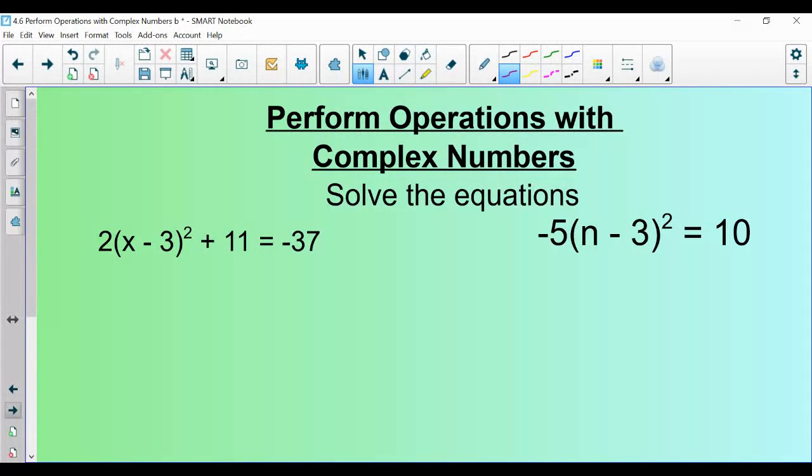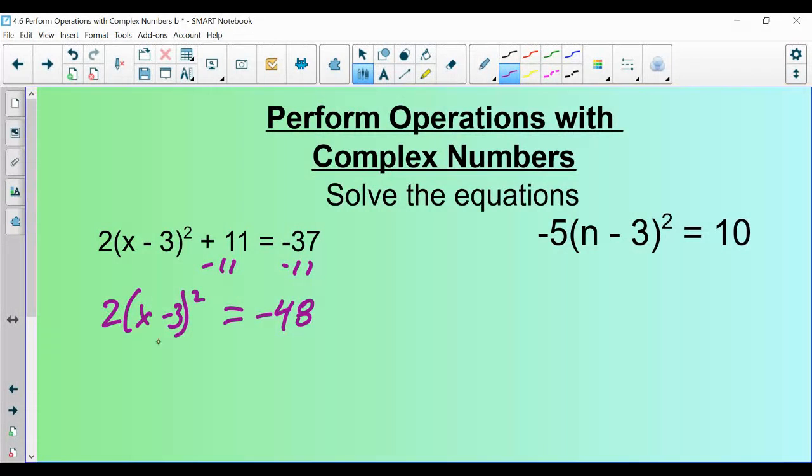Let's do just two more, and then that's going to be it for this lecture. The thing that is being squared in this problem is x minus 3, so that's the thing I want to solve for. I'm going to start by subtracting that 11, so I'd have 2 times (x minus 3) squared is equal to negative 48.